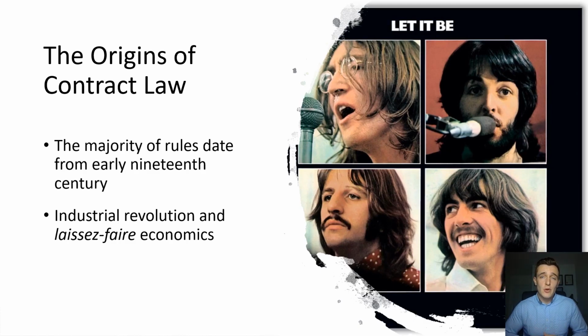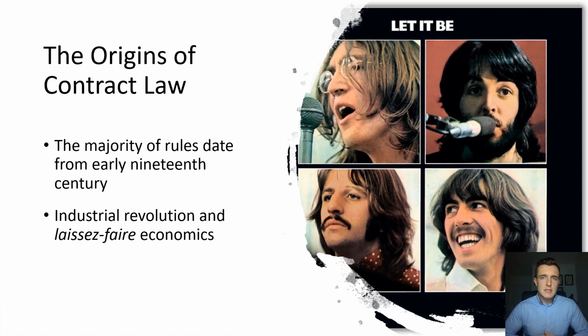So the next thing that we're going to consider is the origins of contract law within England and Wales. I think this is an important thing just to have a broad appreciation of, so that you understand why the rules are set up in the way that they are. The majority of the rules that we're going to be considering are quite old and they do date back towards the early 19th century.